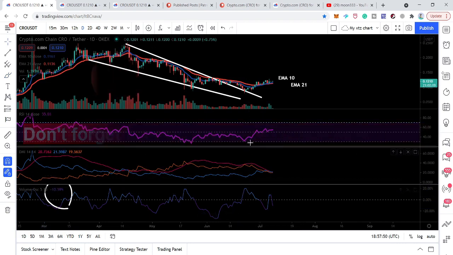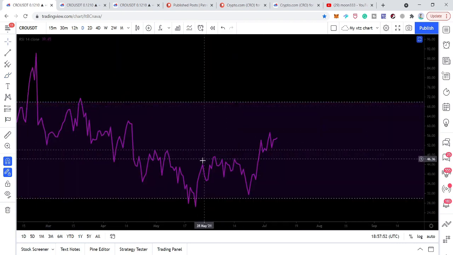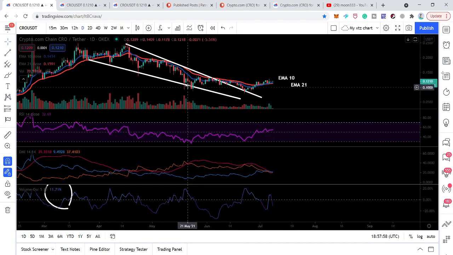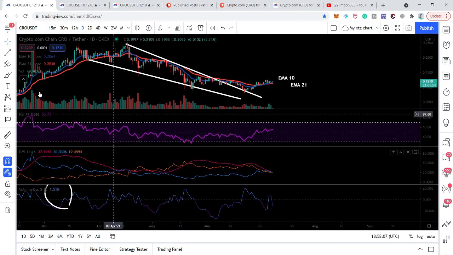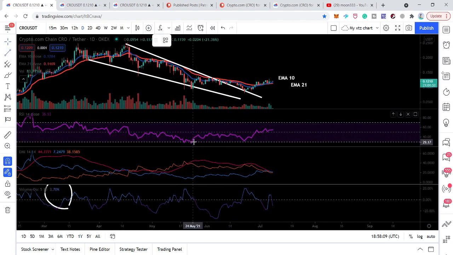Now, if we take a look at the RSI, it had already visited the oversold zone when the price line was previously testing this support of the falling wedge here, and the RSI was oversold. And now you can see that the RSI is also bullish at this time. It is in an uptrend now.